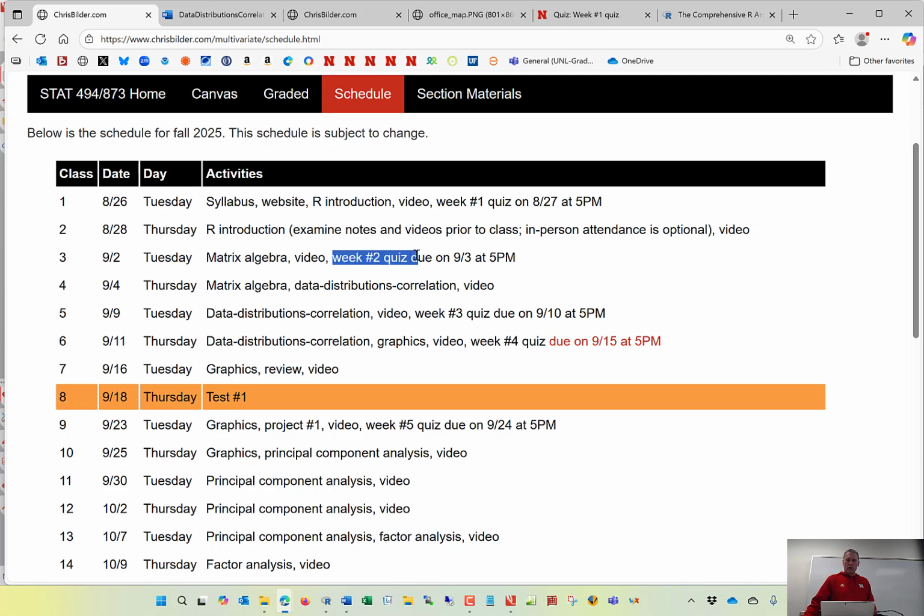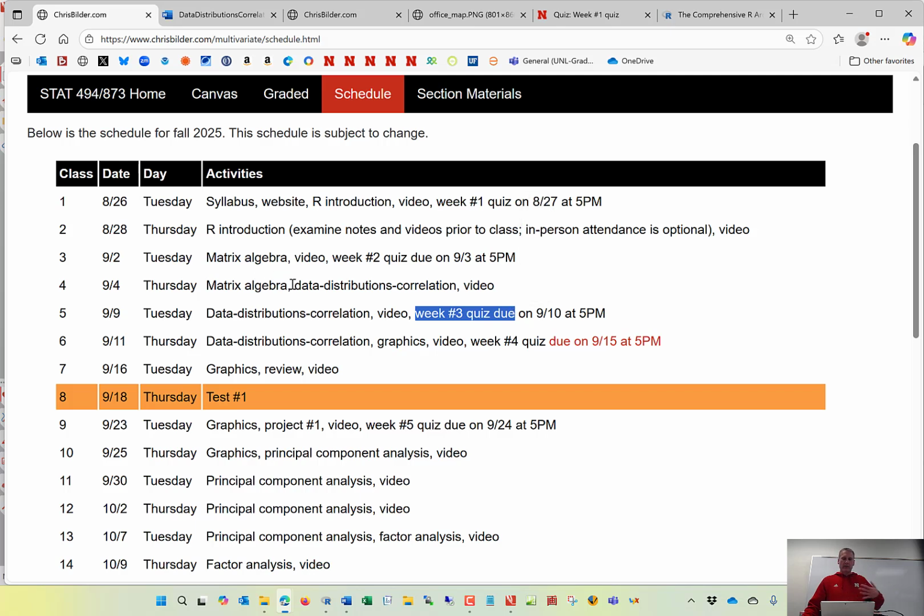There will be a quiz, which I simply call week number 2 quiz, due on that Wednesday at 5 p.m. If I remember right, I think that quiz might only be over Introduction to R. You will be able to access the quiz now if you want to take a look at it. The matrix algebra stuff, then I wait until the week number 3 quiz.